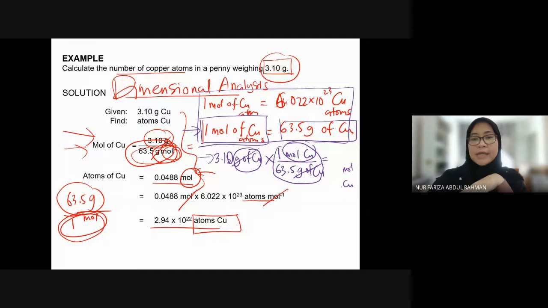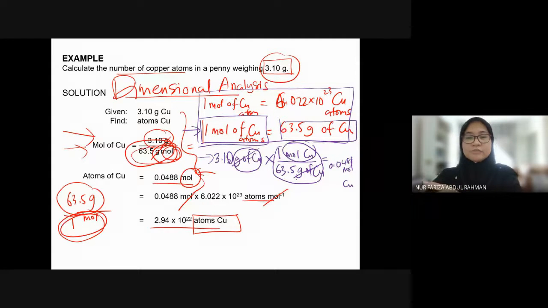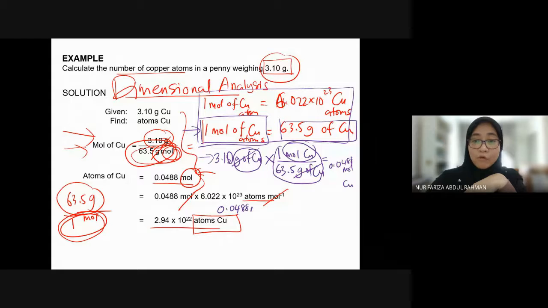mole copper. Then press the calculator to find out the value for the mole of copper, which is 0.0488. As you can see, it carries the unit, because we have to have the unit. Moving on, next we have 0.0488 mole. You can continue the calculation, or if you are a beginner, you can take one step at a time. So we have the final answer just now, 0.0488 mole of copper atom.